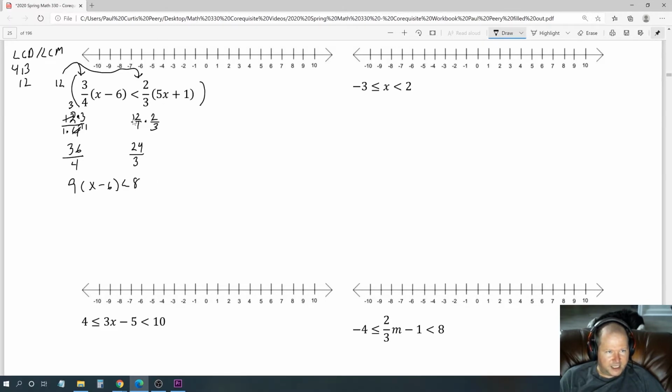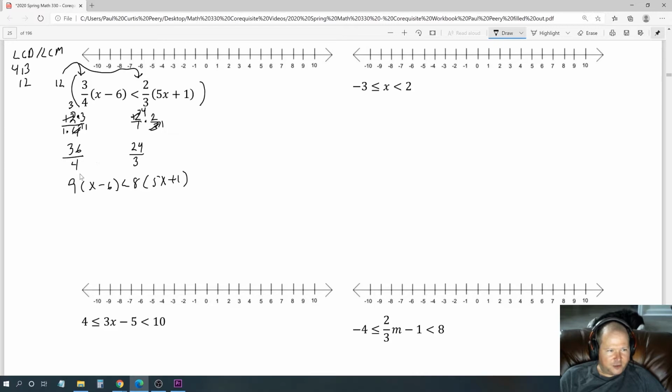But I could have also said, both 12 and 3 are divisible by 3. 12 divided by 3 is 4. 3 divided by 3 is 1. And you'd have 4 times 2 is 8, which would also give you the exact same thing. So feel free to simplify your fractions before multiplying if you want to, or multiply them through and simplify them at the end. It's fine either way at this point.